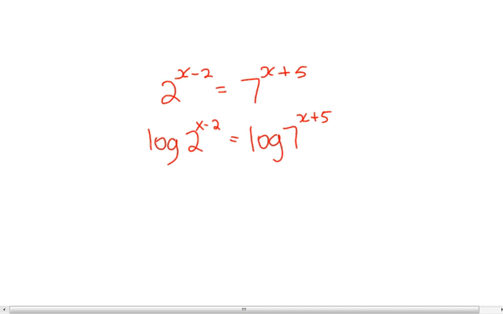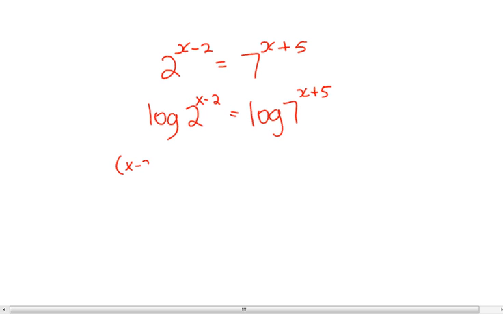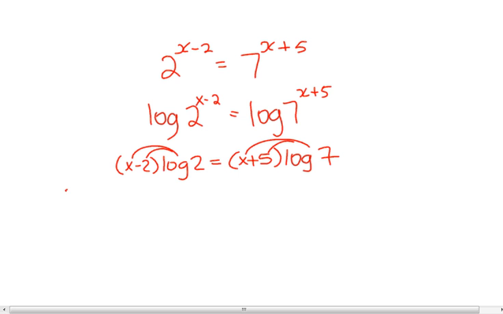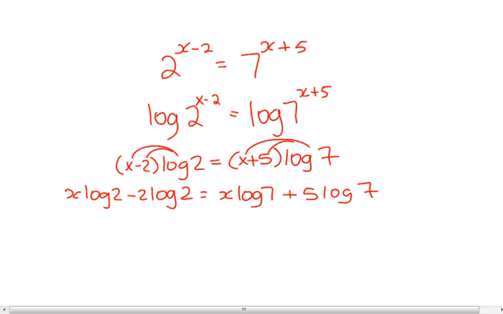Okay, so now what? We bring down our powers: x minus 2 times log 2 equals x plus 5 times log 7. I could just figure out what log 7 and log 2 are and start down that road, but we need to distribute. So x log 2 minus 2 log 2, and x log 7 plus 5 log 7. We were trying to isolate x, so all the x's on one side.